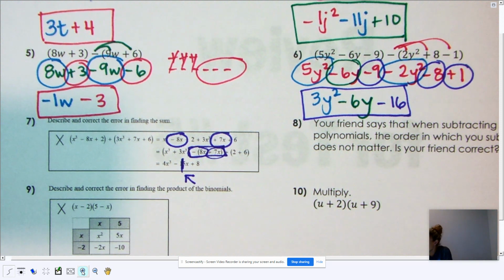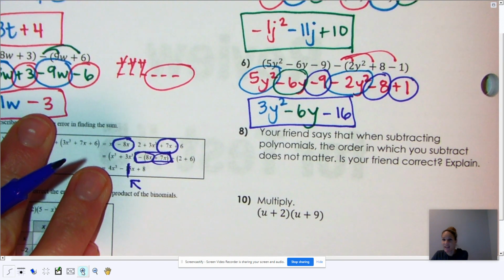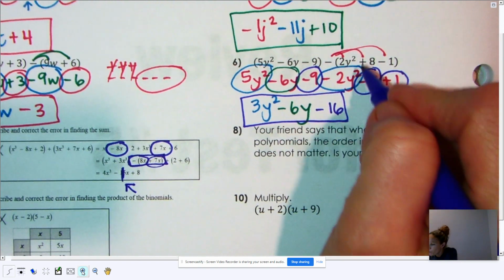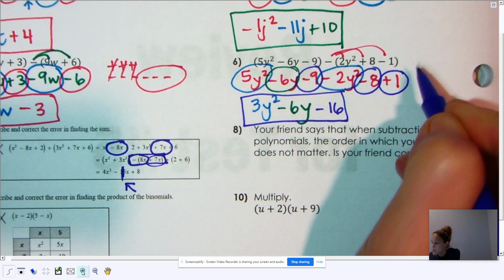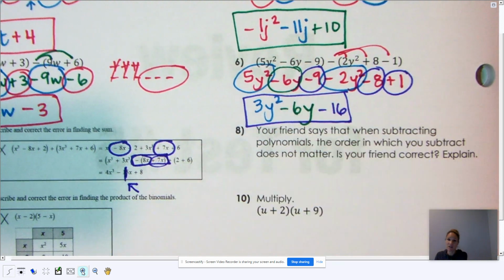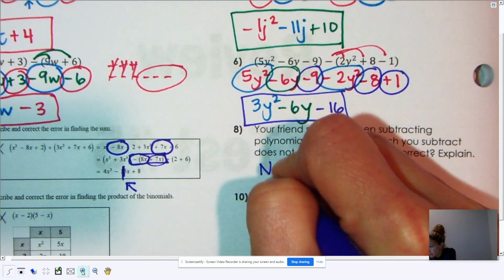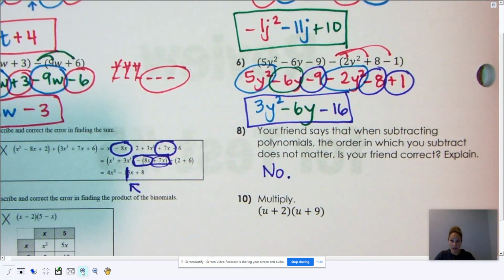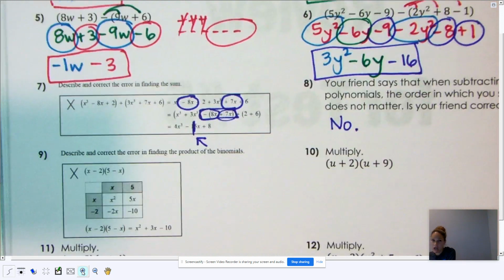Okay, question number 8. Your friend says that when subtracting polynomials, the order in which you subtract does not matter. Is that correct? No, right? Because whichever one is second is the one where the negative goes to. So if you switch the order of these, you would get a completely different answer. Your friend is wrong. No, and you can explain why. The order does matter. It would change the sign of what follows the subtract.